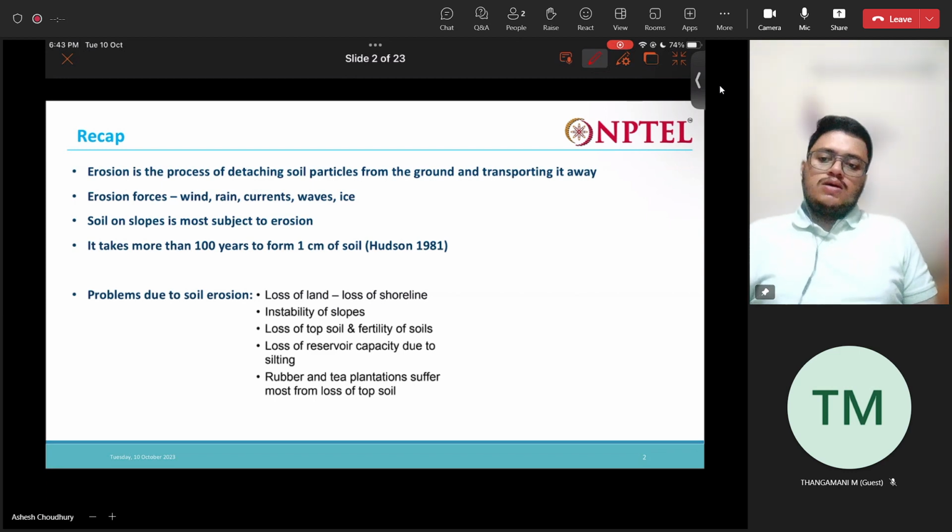Okay. So as I said, soil on slopes is most subject to erosion, and as we know, it takes more than 100 years to form 1 centimeter of soil naturally. So we have to protect the soil.